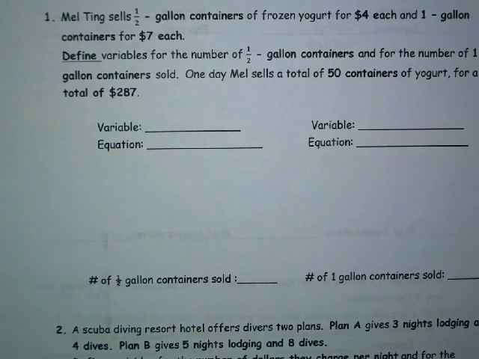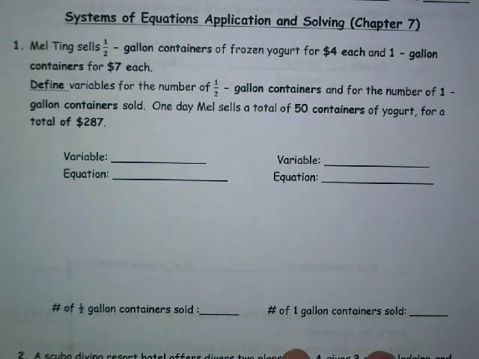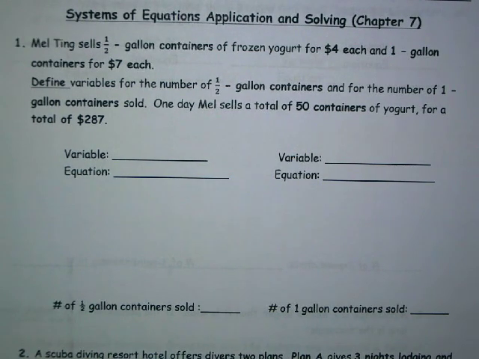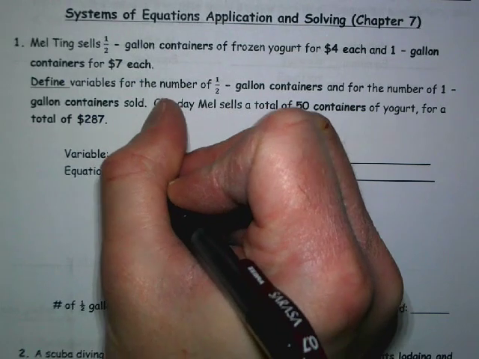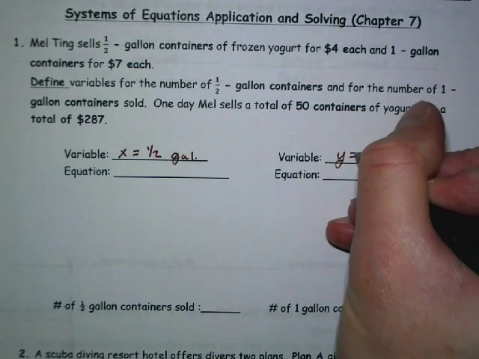Today we are revisiting the lesson we looked at the very beginning of this unit, where all we did was write the systems of equations. Today we're going to take those same problems, write the equations again, but now actually solve them, now that we've learned all the methods to solve. So number one here, Mel sells half-gallon containers of frozen yogurt for $4 each and 1-gallon containers for $7 each. So we're going to define a variable for half-gallon containers and one for 1-gallon containers. I'm just going to say X is half gallons and Y is 1 gallons.